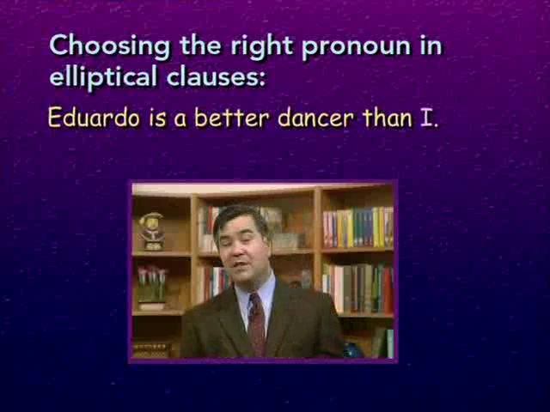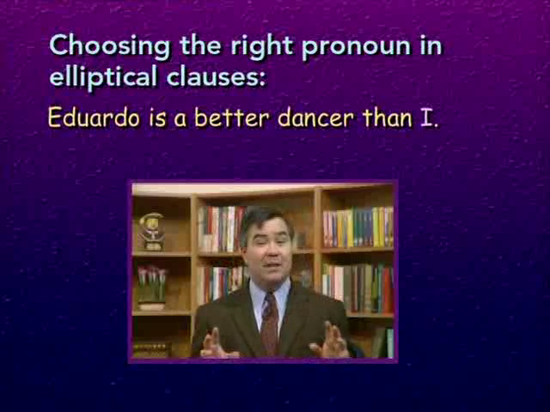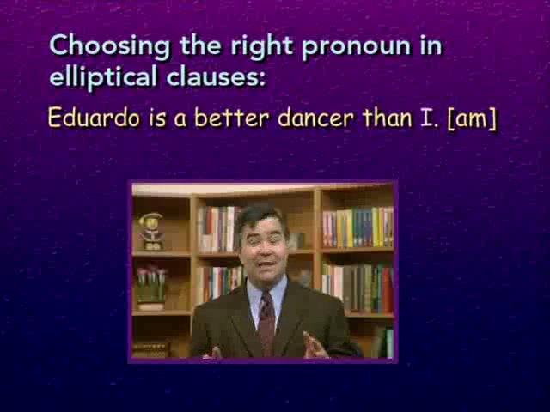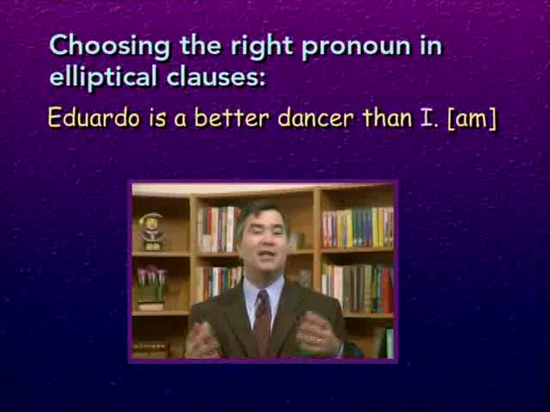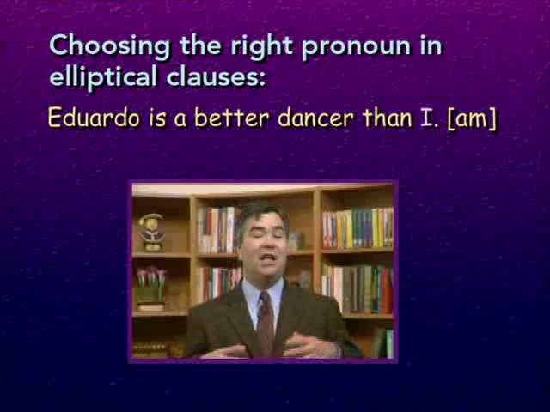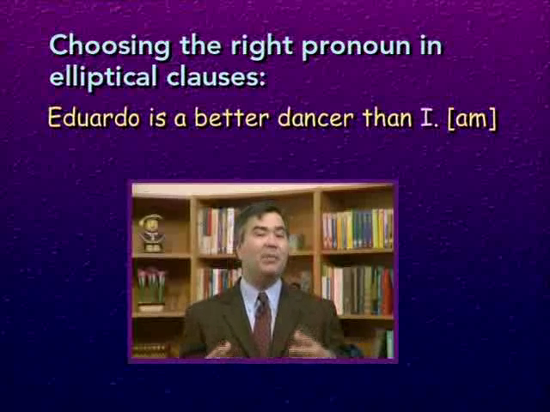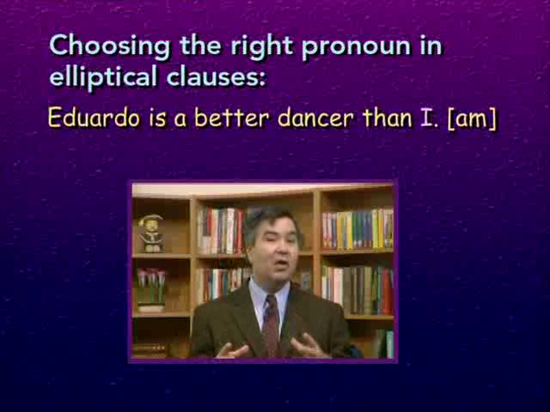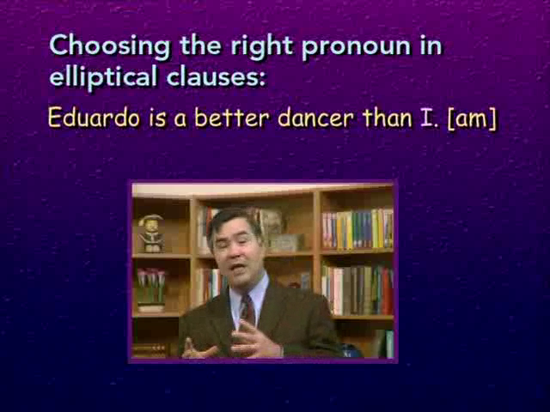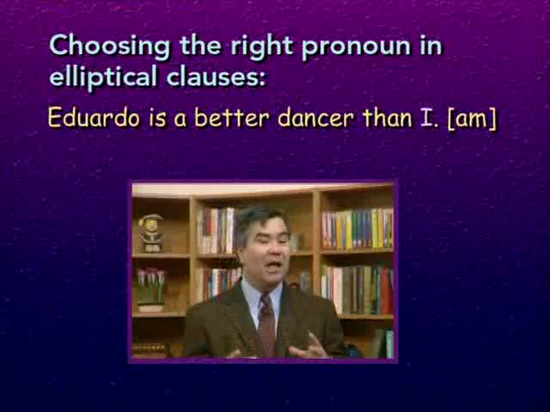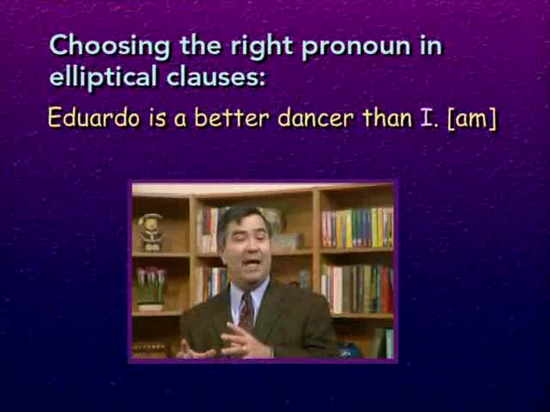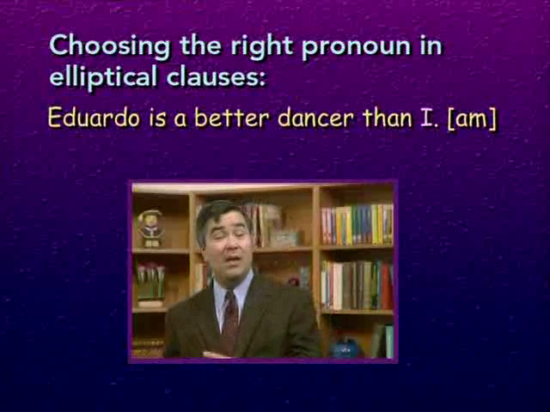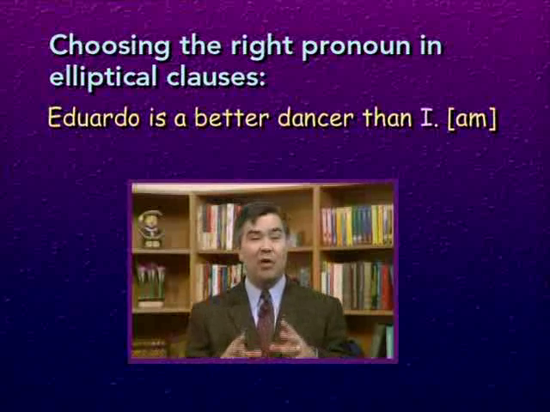Well, it would probably have to say the following: Eduardo is a better dancer than I am. Notice that the verb am has simply been omitted because you can tell what the sentence says without it. And in using language, people tend to cut out unnecessary words. So in this case, the elliptical clause means that the verb am has been omitted. Once we plug the verb am back in, we can see that the pronoun I or me is the subject of that verb, and therefore I is the correct pronoun to use.